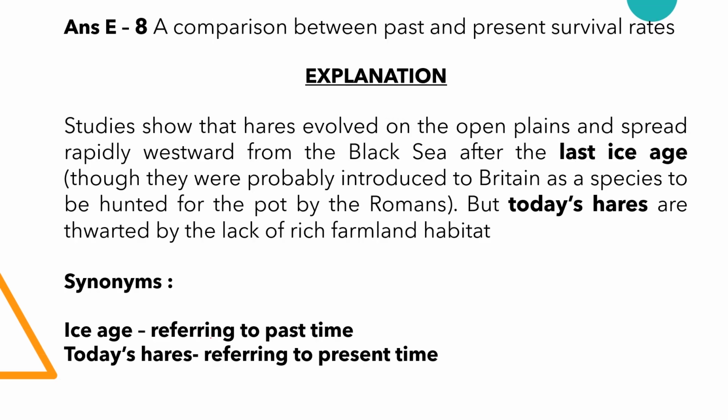Stop. So the answer for E is a comparison between past and present survival rates. Explanation. In paragraph E, they mentioned studies show that hares evolved on the open plains and spread rapidly westward from the Black Sea after the last ice age, though they were probably introduced to Britain as a species to be hunted for the pot by the Romans. But today hares are thwarted by the lack of rich farmland habitat. So here are the synonyms: ice age refers to past time, and today refers to present time.